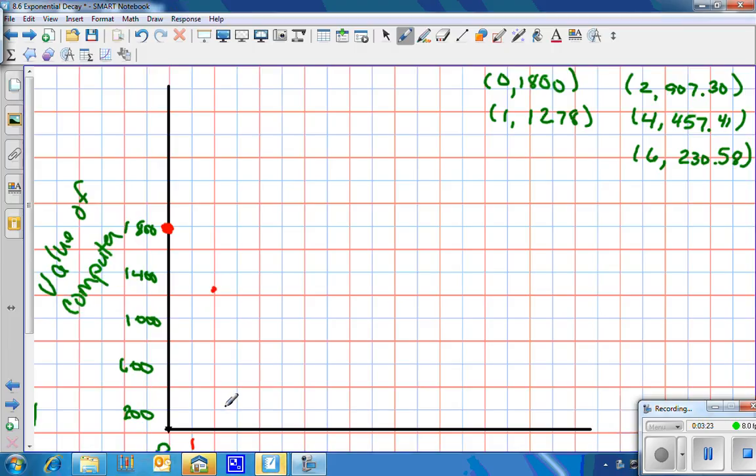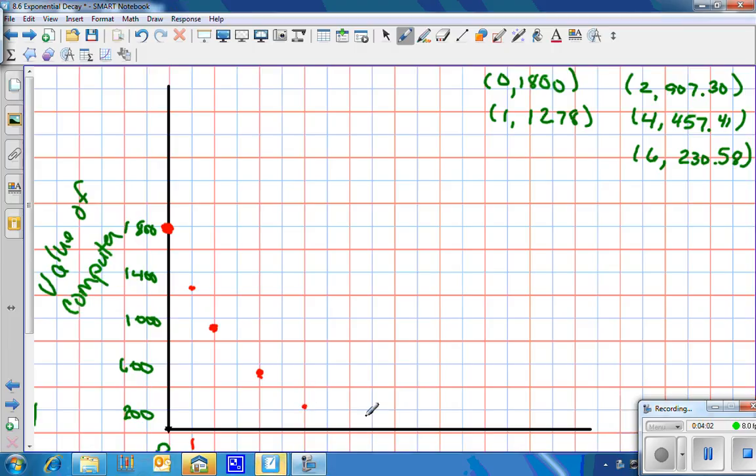And then at year 2, I'm at 907, about halfway in between. At year 4, which skips out a little bit, we're at 457, so halfway between, a little bit closer to the 600. And then at year 6, we're at 230. So 200's right here, 30's right here.